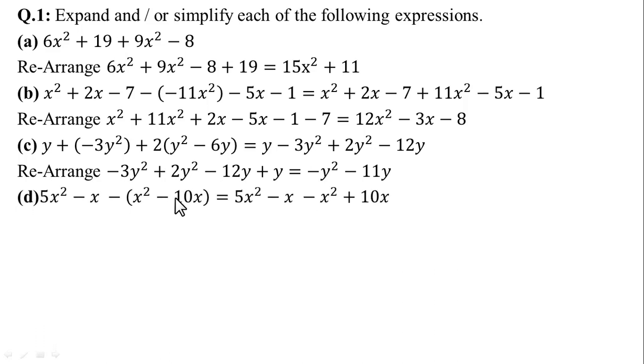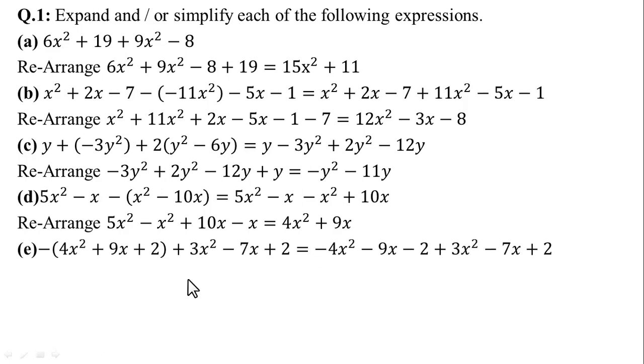Now in D part, 5x square minus x minus into x square minus 10x. First of all, opening the brackets, then we write 5x square minus x minus x square minus minus plus 10x. Now rearrange the values, then 5x square minus x square plus 10x minus x. 5x square minus 1x square is 4x square. 10x minus x is equal to plus 9x. So the final answer of D part is 4x square plus 9x.